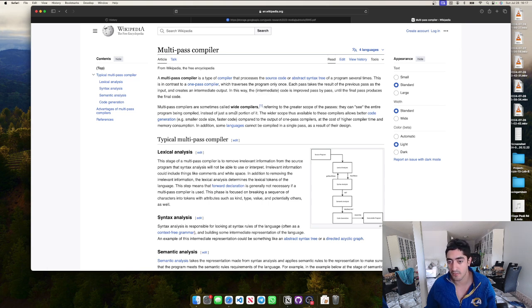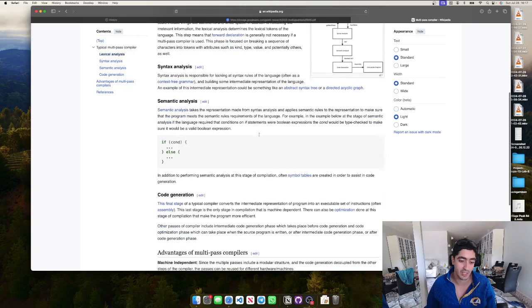The wider scope thus available to these compilers allows better code generation, smaller code size, and faster code, compared to the output of one-pass compilers, at the cost of higher compiler time and memory consumption. In addition, some languages cannot be compiled in a single pass as a result of their design. Interesting.